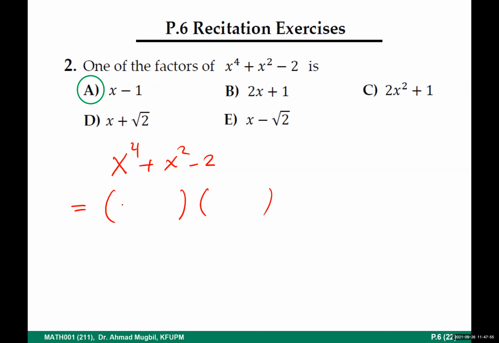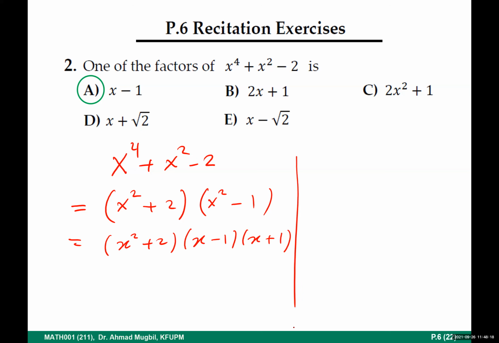What is x to the power 4? It is x to the power 2 times x to the power 2. Is that right? Yes. Now, what is 2? I need 2 numbers. The product of them is -2, and the sum of them is +1. +2 and -1. Now I can factor this. Can we factor this? No, we cannot. Now this one we can factor it. It is x minus 1 times x plus 1.